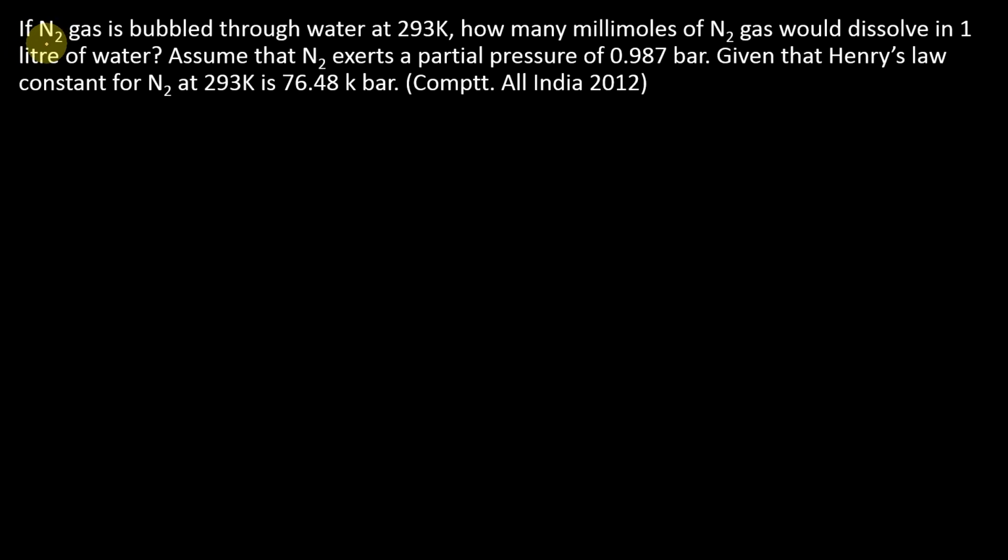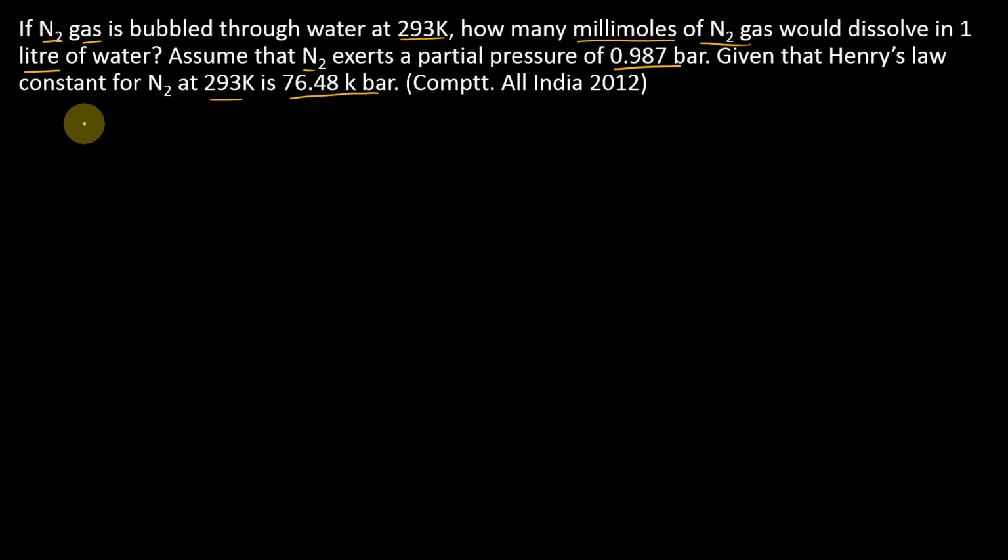The first question is, if nitrogen gas is bubbled through water at 293 Kelvin, how many millimoles of nitrogen gas would dissolve in 1 liter of water? Assume that nitrogen exerts a partial pressure of 0.987 bar, given that Henry's law constant for nitrogen at 293 Kelvin is 76.48 kilobar. So what is being mentioned in the question, students?